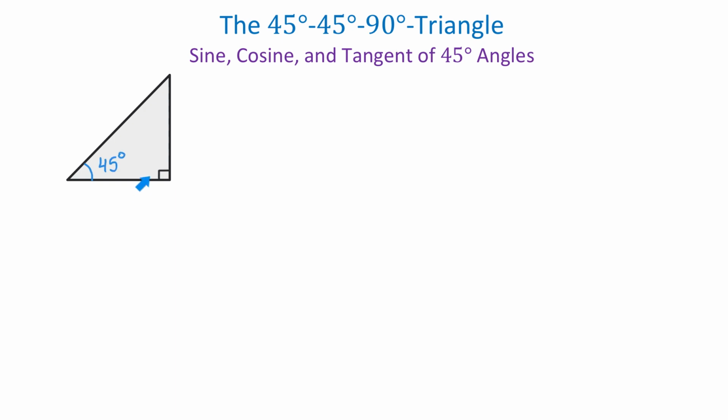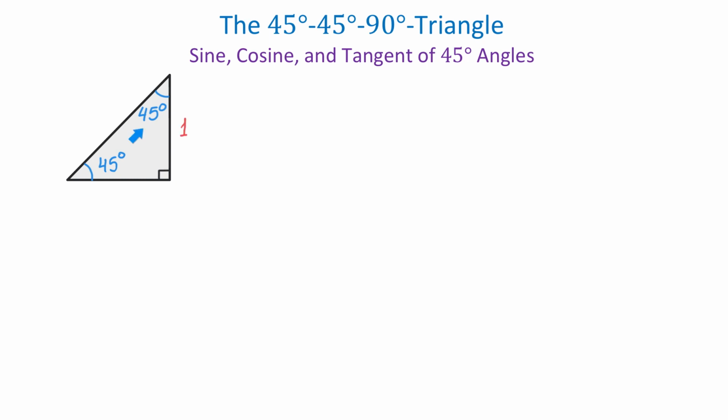And if this angle is a 90-degree angle and this one is 45, then the other angle is also 45. And that is because in a triangle, the sum of all three angles has to measure 180 degrees. Now, let one of the shorter sides be equal to 1.